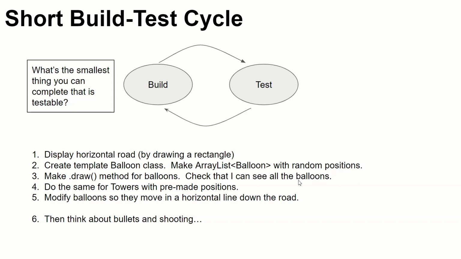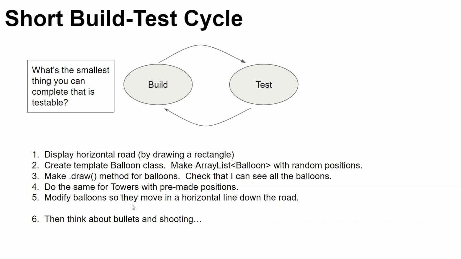Oh, yeah, right, and circles, right? Balloons aren't usually circles, they're usually kind of ovals, and I could make that if it was easy, but if it's not easy, I'll just make circles. So once I've done all that, it seems easy enough to do that same thing for towers. But I don't want to think about having the user click on places to place the towers. I just want to make them have pre-made positions. Then I want to modify balloons so that instead of being placed randomly, they're going to actually move in a horizontal line down the road.